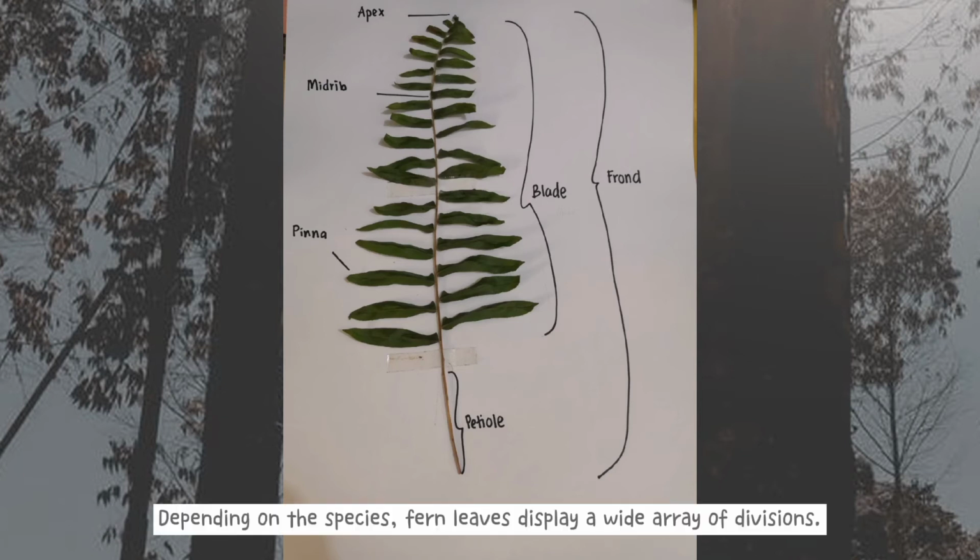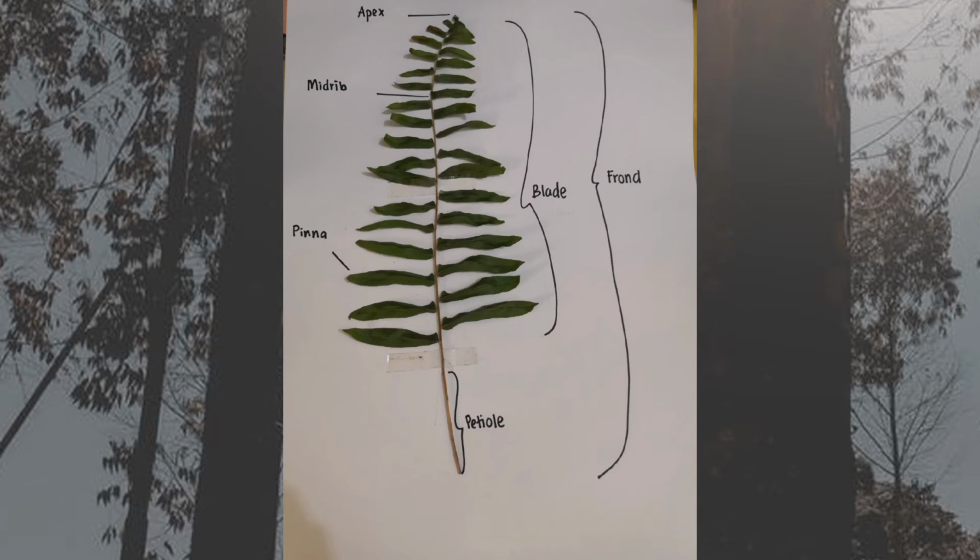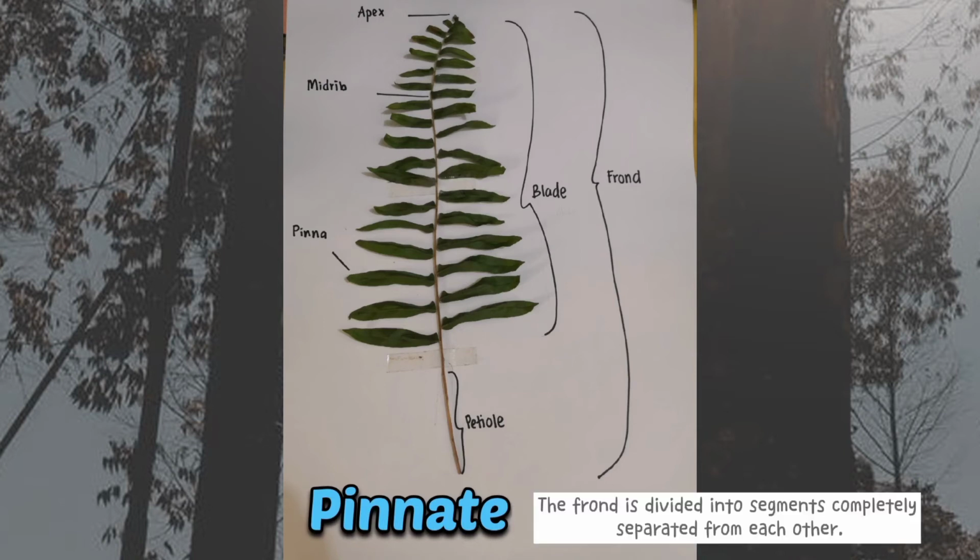Depending on the species, fern leaves display a wide array of divisions. The one right here is pinnate because the frond is divided into segments completely separated from each other.